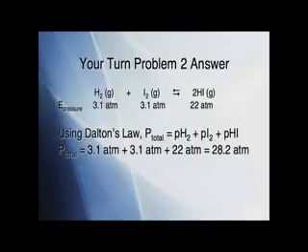So we now have our pressures of each gas at equilibrium, 3.1 atmospheres of hydrogen, 3.1 atmospheres of iodine, and 22 atmospheres of hydrogen iodide. We can use Dalton's law then that the total pressure will equal the sum of the partial pressures of each gas in the system. So our total pressure here would be 3.1 atmospheres of hydrogen plus 3.1 atmospheres of iodine plus 22 atmospheres of hydrogen iodide, which would equal 28.2 atmospheres total in this flask, total pressure.